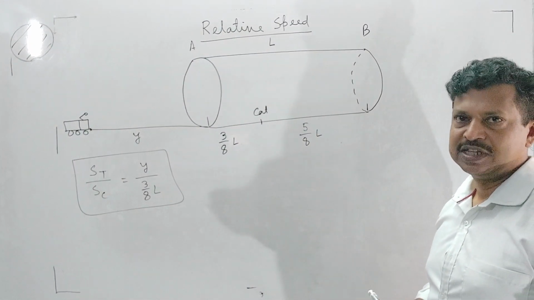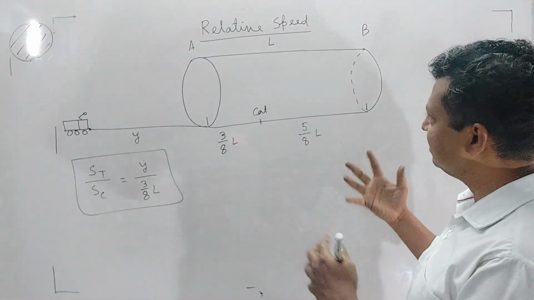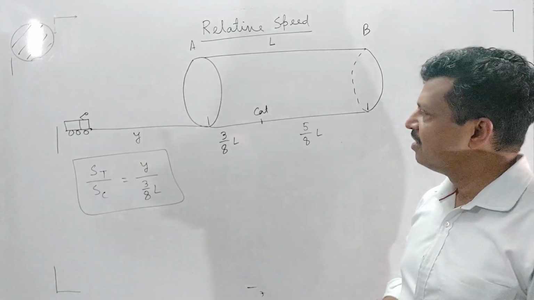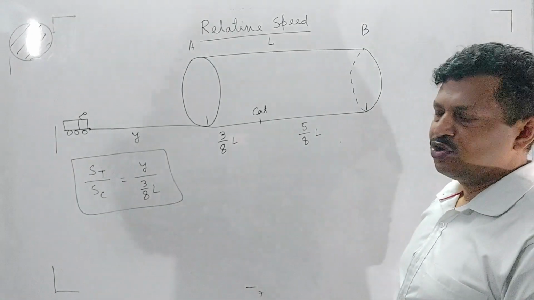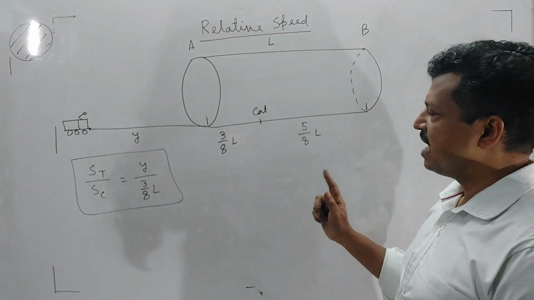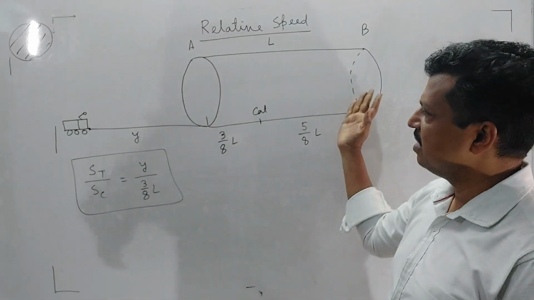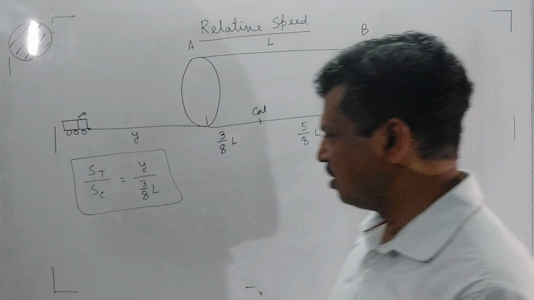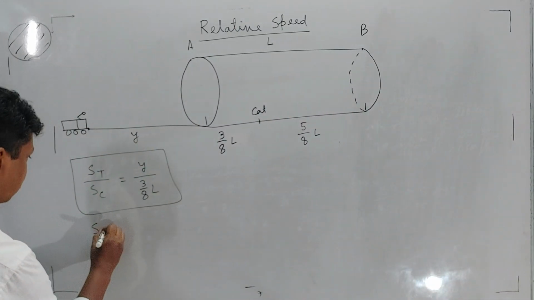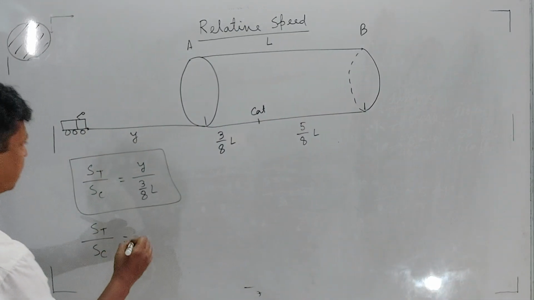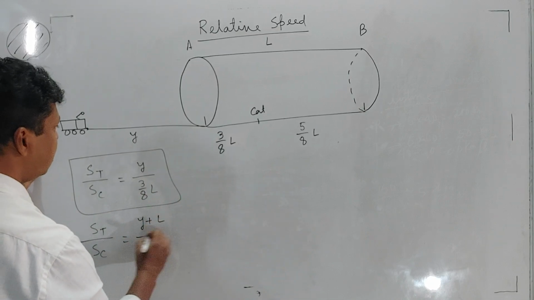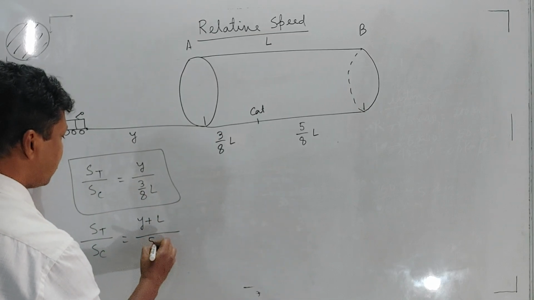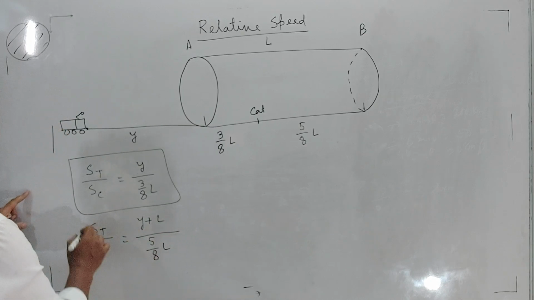Alright. So, if the distance is 5 by 8 L, then can you say that if time of travel is same, once again, speed of train by speed of cat is nothing but distance traveled by train by distance traveled by cat. So speed of train by speed of cat is nothing but distance traveled by train, which is Y plus L, divided by distance traveled by cat, which is 5 by 8L.